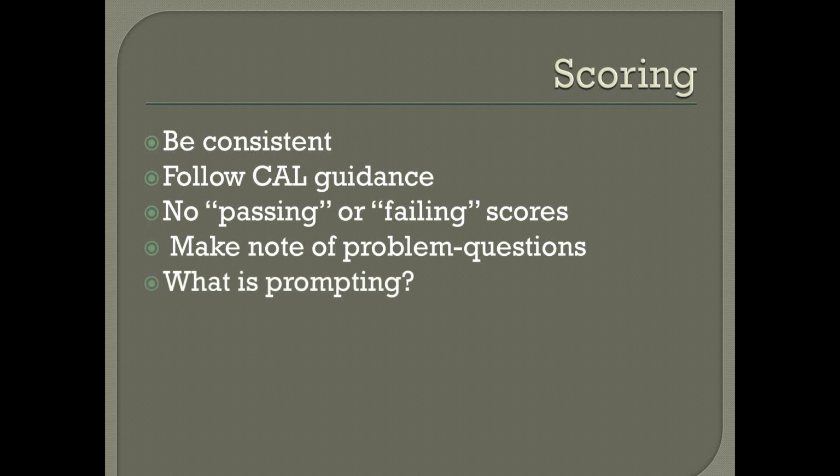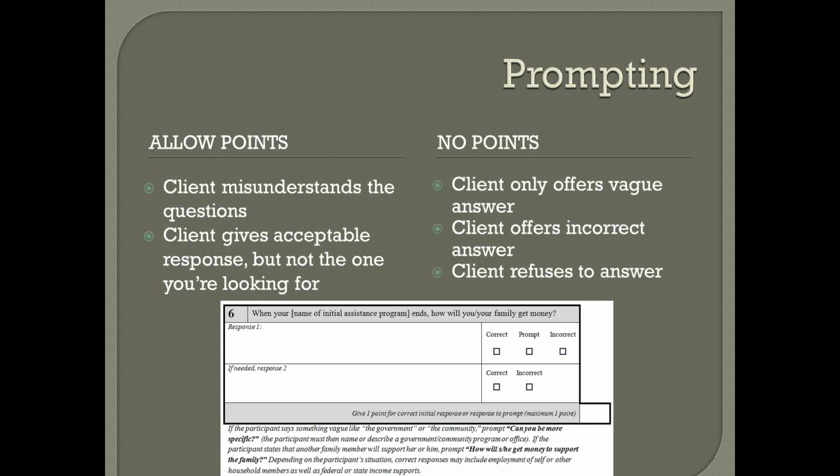So next we're going to talk about prompting. This is something that is a bit confusing. The guidance is a little bit unclear, so we're going to try to clarify some of that and talk about what they mean by prompting. When you're prompting, you can either allow points for the question or not allow points for the question. The CAL guidance tells you that you should allow points simply if the client misunderstands the question and you need to prompt them so that they understand the actual question that's being asked.